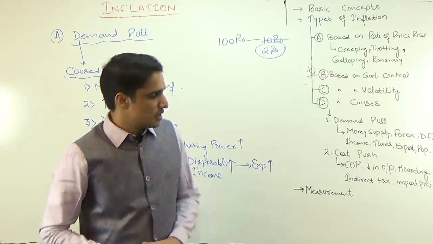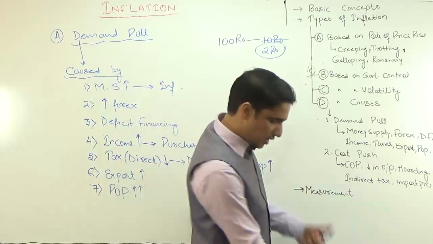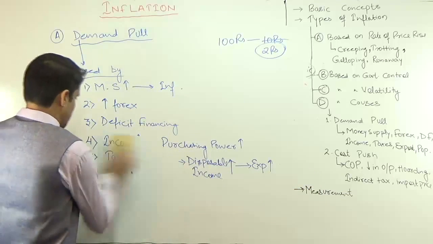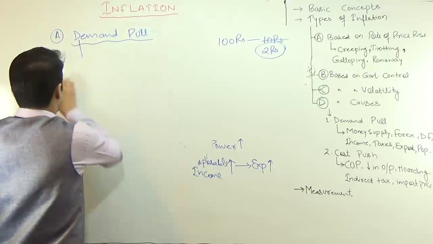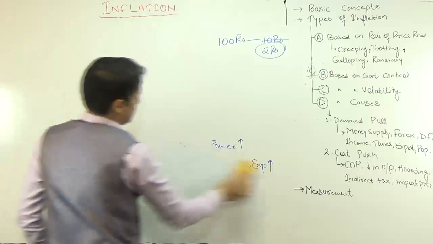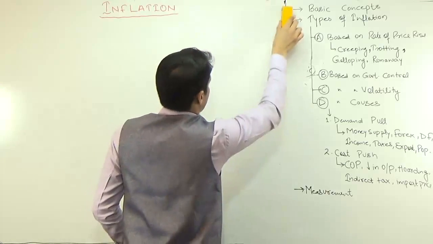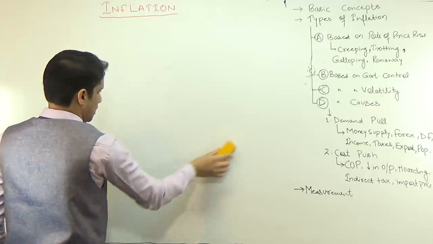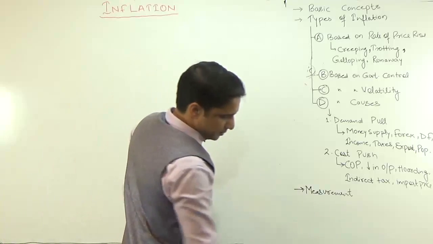And the last two factors are, we have export. If the export increases, the availability of the commodities in India is going to decrease, and that is going to increase the demand of those particular commodities. And then last we have the population. So increase in population is one of the major reasons.